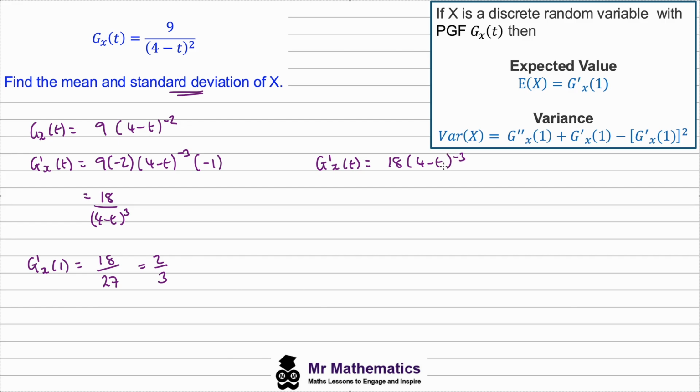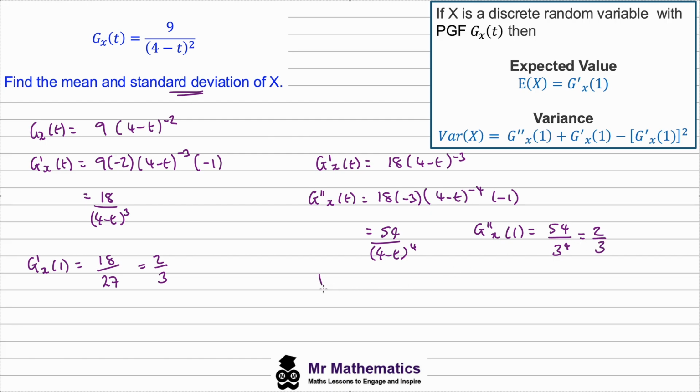Again, this allows me to use the chain rule rather than the quotient rule to differentiate. So the second derivative will be 18 lots of negative 3 multiplied by 4 minus t to the negative 4. Again, we'll differentiate this inner function and we'll get negative 1. So we'll multiply our constants and we'll get 54 over 4 minus t to the power of 4. So if we substitute t equals 1, we'll get 54 over 3 to the 4, which again is 2/3.